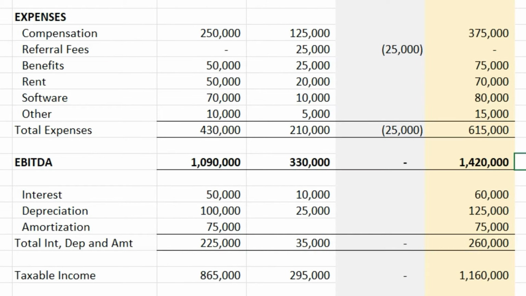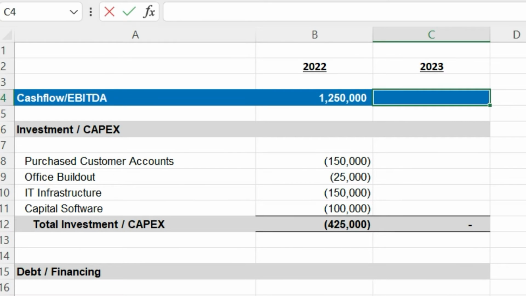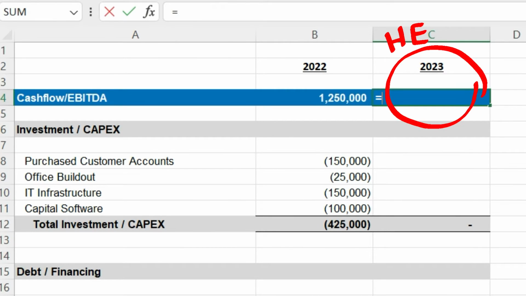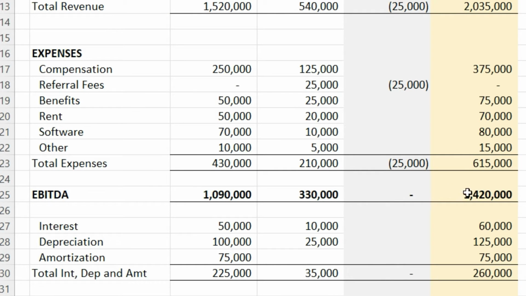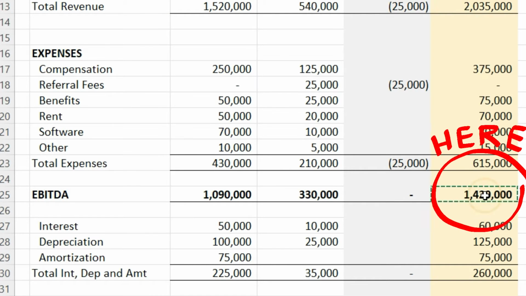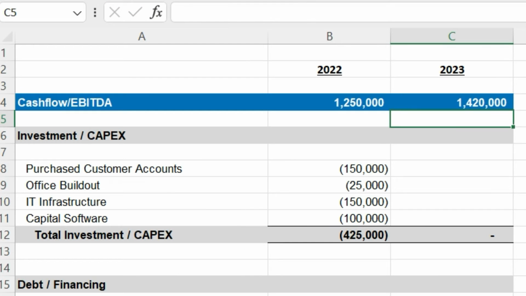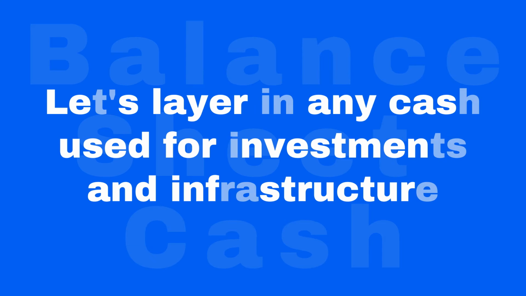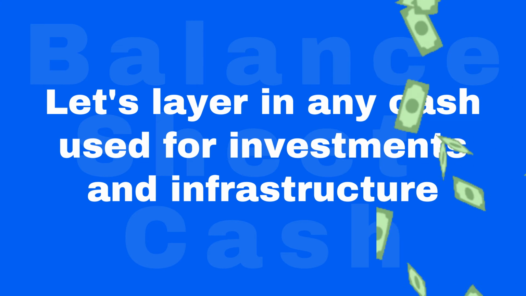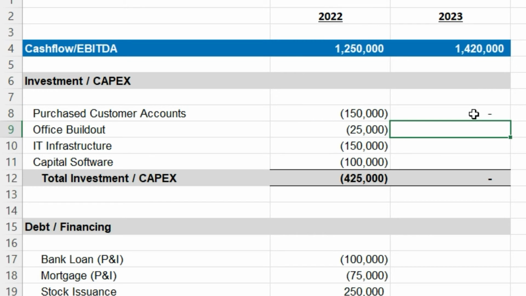EBITDA is going to be located on the income statement, and it's going to be revenue less your operating expenses. We're going to take EBITDA and plug it at the top of our cash flow statement. EBITDA in this situation is going to represent our cash flow, knowing that that's not a perfect metric because of accrual-based accounting, but we're going to use that as our ending operating cash flow in this instance. And this is why I caveat that this works pretty well for service-based industries. But if you're a manufacturer or you have a lot of capital expenditures, this might not be the best cash flow statement to use.